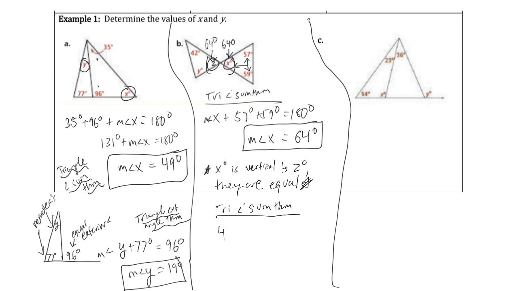So we have 42 degrees plus 64 degrees, because we know that angle z that we marked as z is 64 degrees because it's vertical to angle x, plus the measure of angle y is equal to 180 degrees. Subtract 42 and 64 from 180. We get the measure of angle y is equal to 74 degrees. Right? 74 plus 64 plus 42 gives you 180. So that's correct.